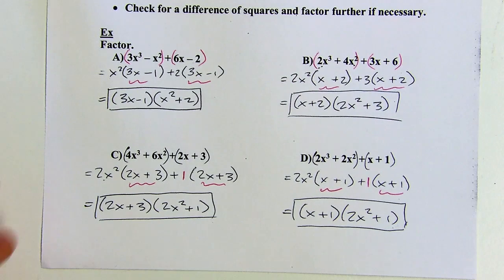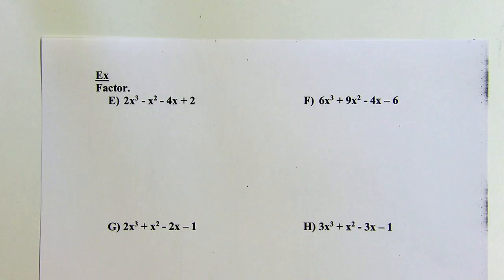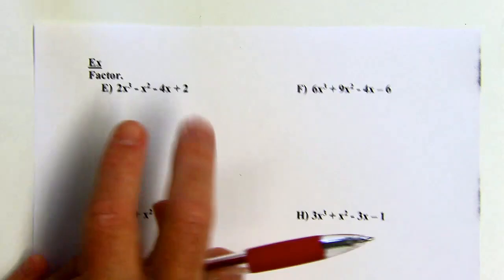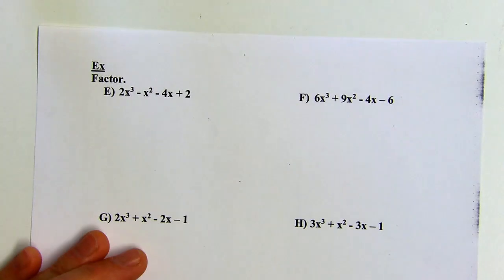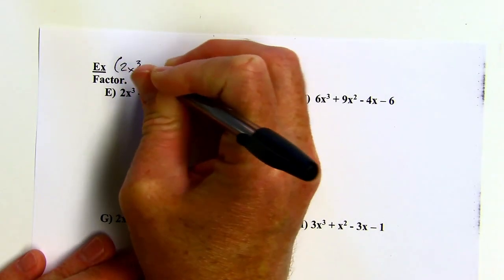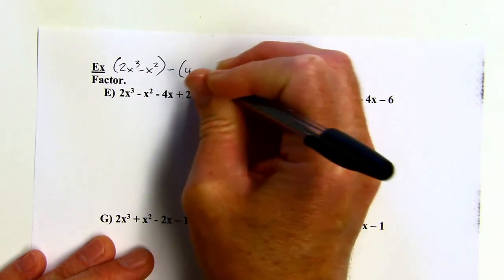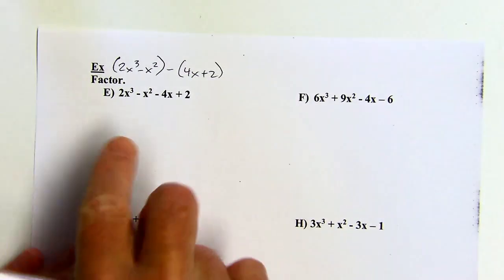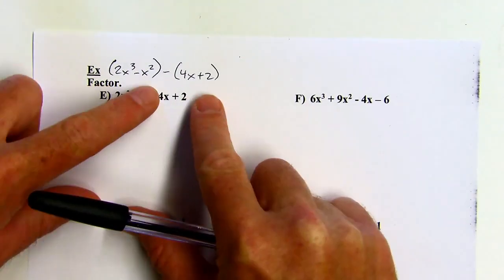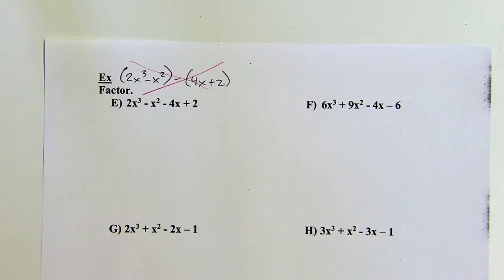All right, let's try some more on the next page. These ones are going to get a little trickier because often what people will do is they'll make 2 groups. They'll make a group like this and then have the minus sign and then another group like that. So they'll just put parentheses around this and parentheses around that and leave the minus in the middle. And you don't want to do that, okay? You want to add your 2 groups together.